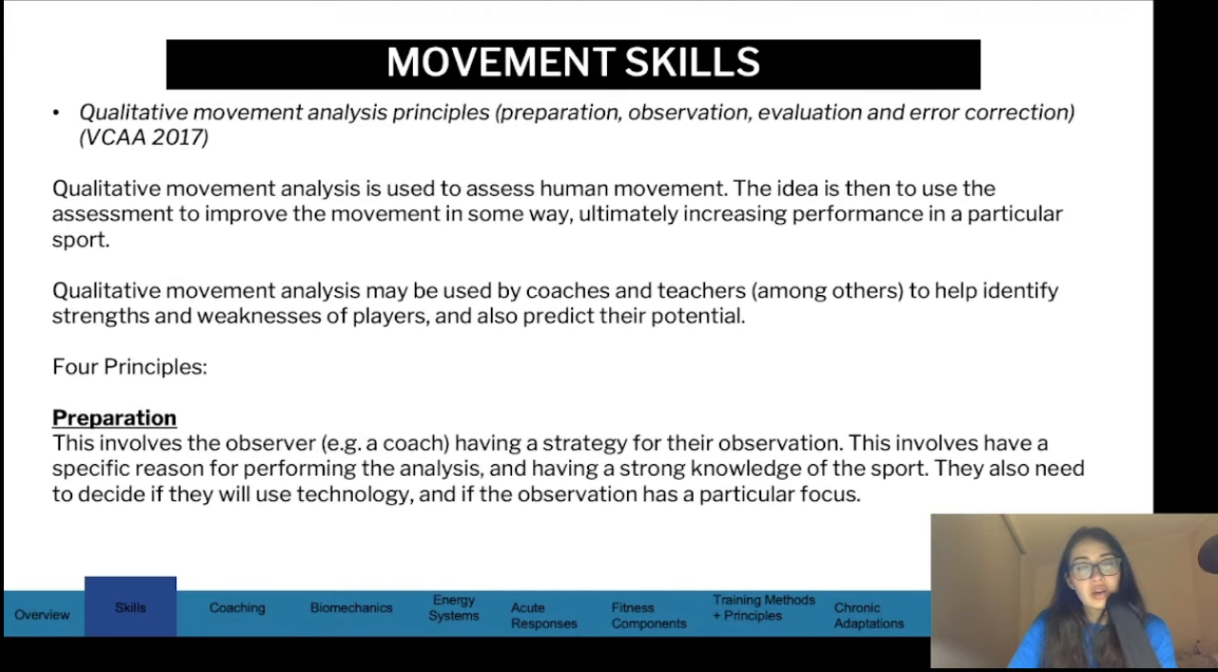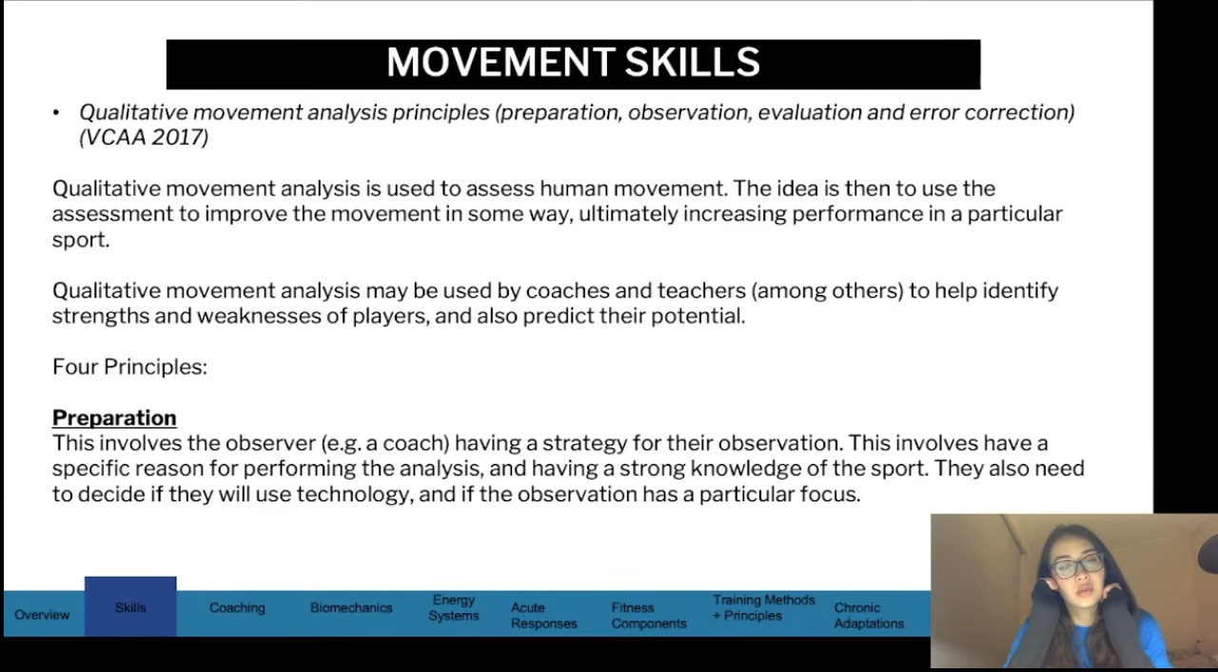Okay, so we've got QMA coming up next. QMA is used to assess human movement. The idea is then to use the assessment to improve the movement in some way, ultimately increasing performance in a particular sport. So qualitative movement analysis may also be used by coaches and teachers, amongst others, to help identify strengths and weaknesses of players and also predict their potential.